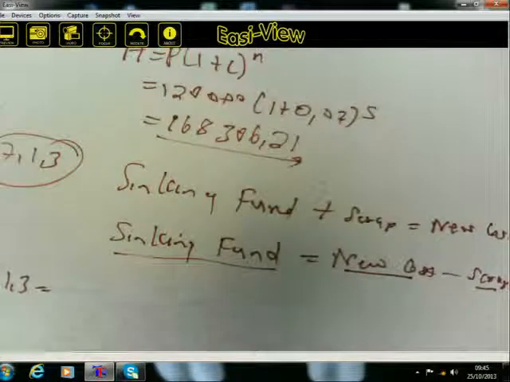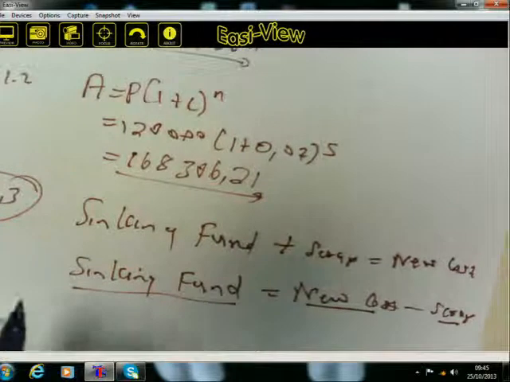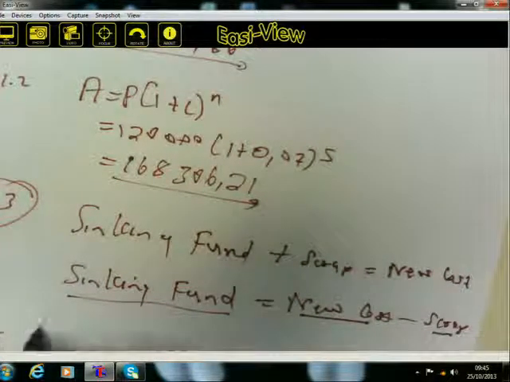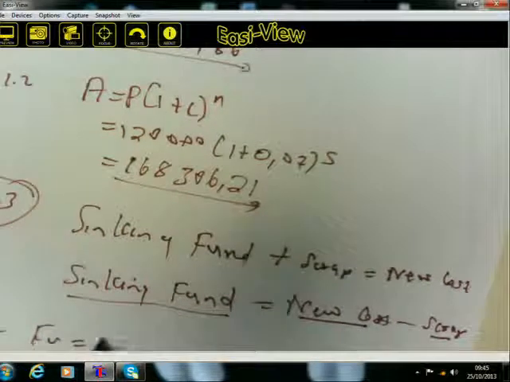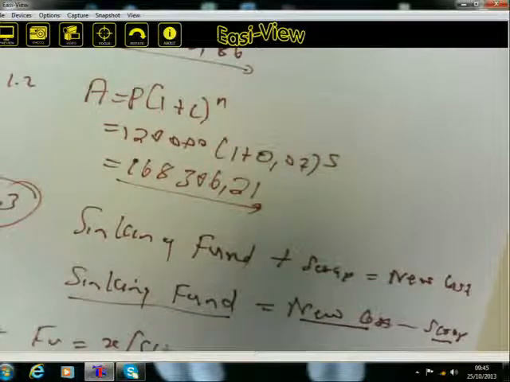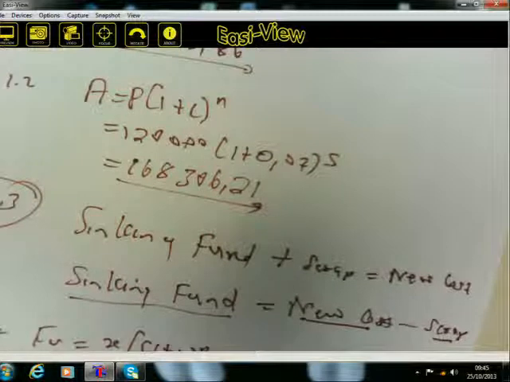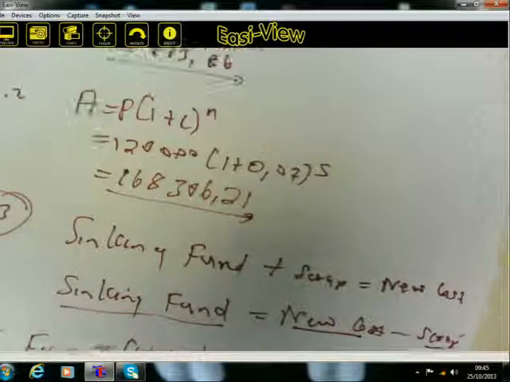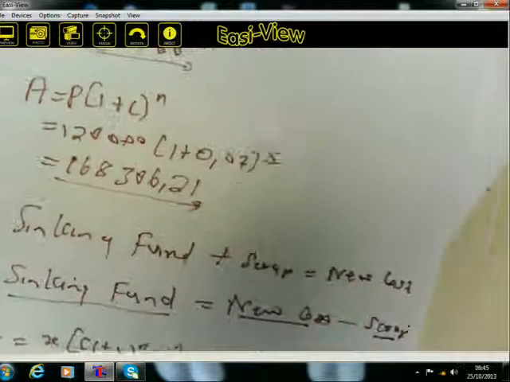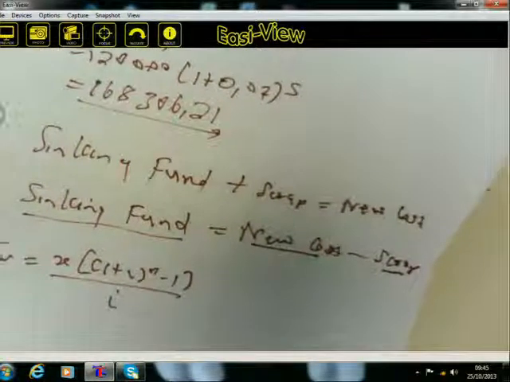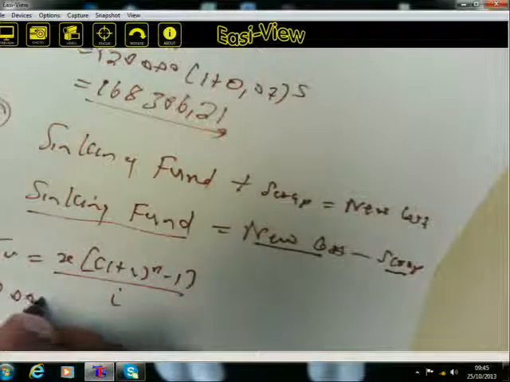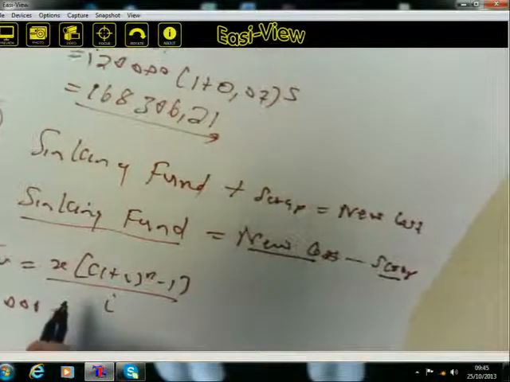7.1.3. Okay, which formula are we going to use? Yes, it's an investment. We're going to use the future value formula: x times (1 plus i) to the power of n, minus 1, and then divide by i. Do we have the future value? Yes. What is the future value? 90,000.